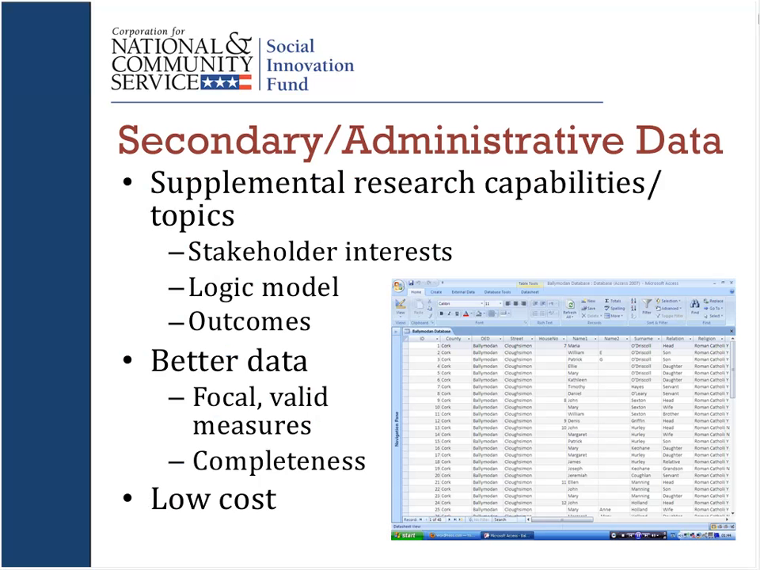Peter, in case you can't see the chat, Monica Hayden asks, what do you mean measures, like surveys?